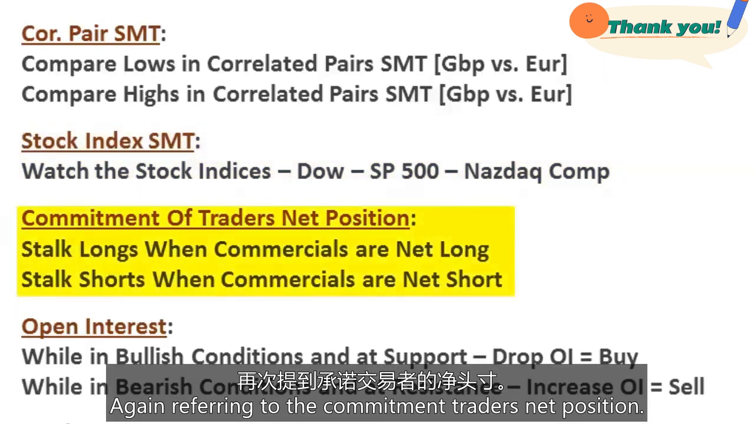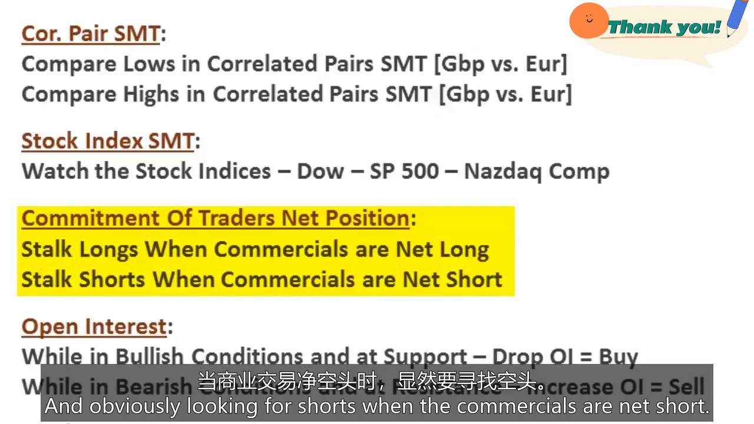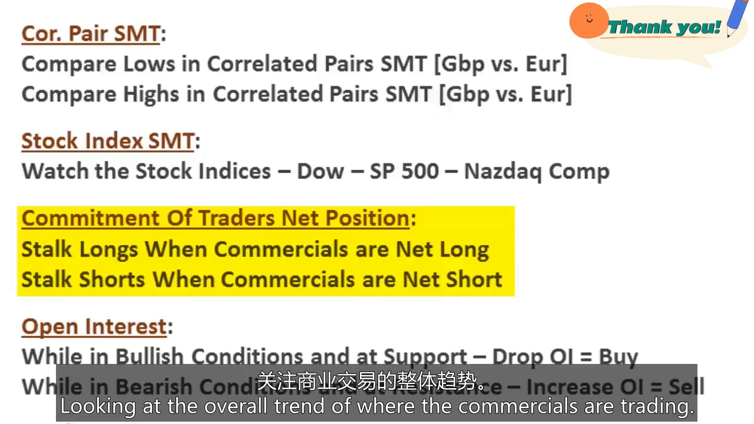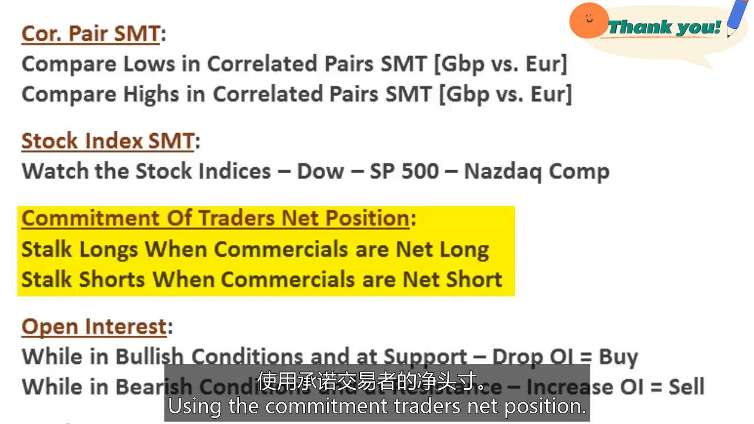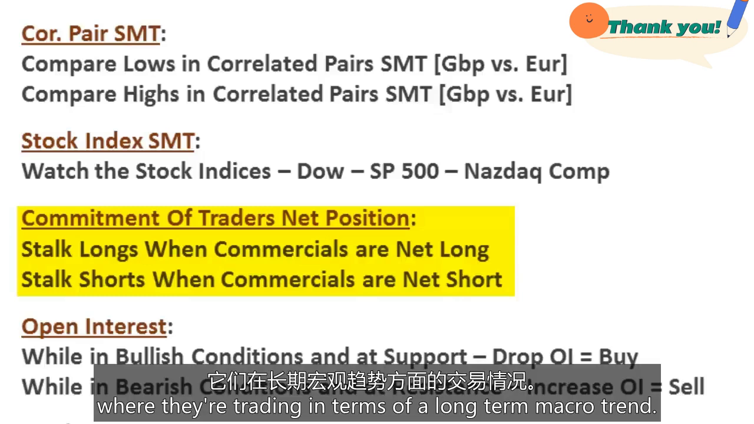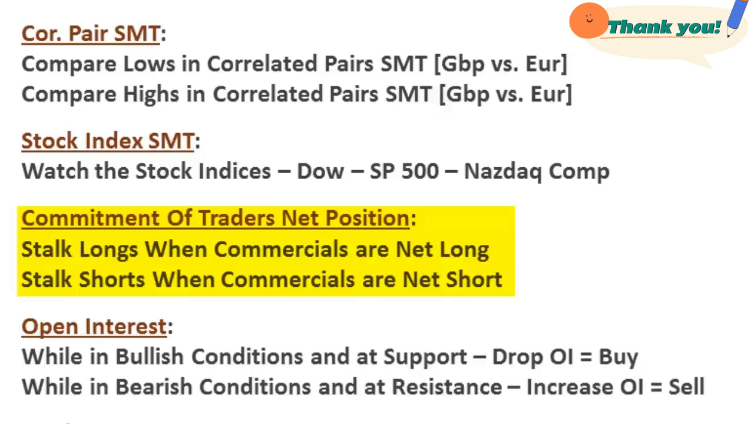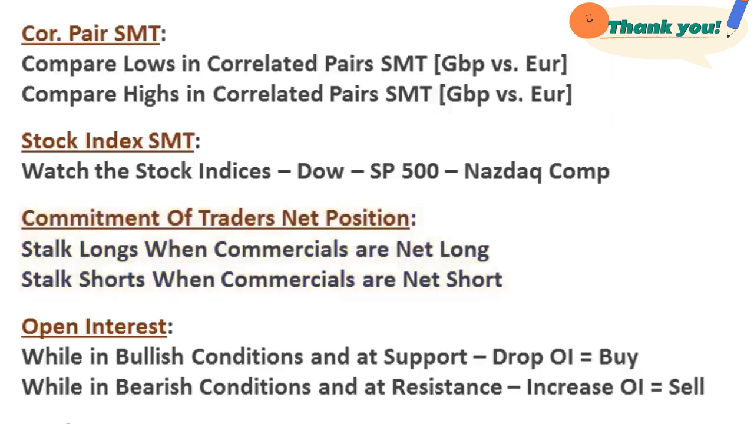Again, referring to the commitment of traders net position, we're going to be looking for long positions when the commercials are net long, and obviously looking for shorts when the commercials are net short. Looking at the overall trend of where the commercials are trading on the weekly charts using the commitment of traders net position, you'll be able to see where they're trading in terms of a long-term macro trend, and we want to be getting in sync with that using the COT and higher time frame key support resistance levels.